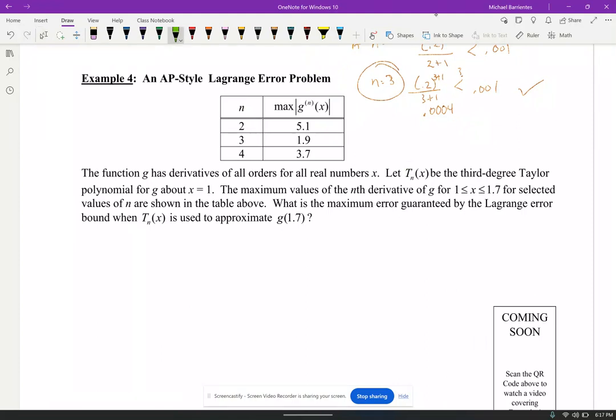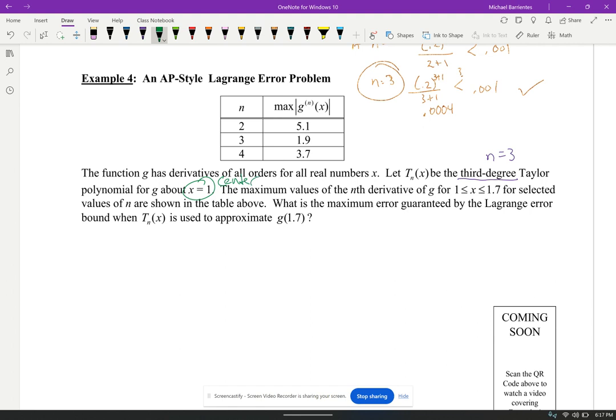The function g has derivatives of all orders for all real numbers of x. Let t sub n of x be the third degree Taylor polynomial for g about x equals 1. So right now, I already know a couple of things. This is a third degree polynomial, so n equals 3. I also know my center, my c, my center is 1.